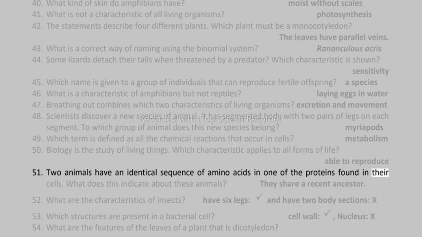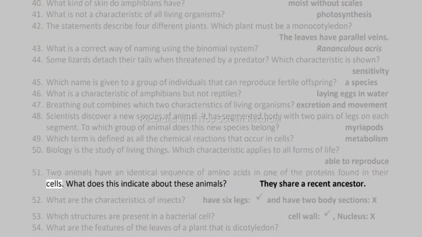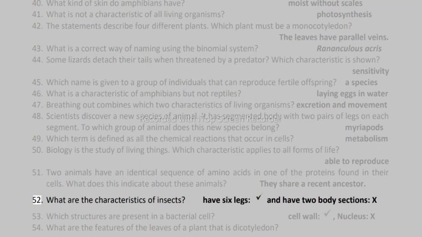51. 2 animals have an identical sequence of amino acids in one of the proteins found in their cells. What does this indicate about these animals? They share a recent ancestor. 52. What are the characteristics of insects? Have 6 legs, and have 2 body sections, X.